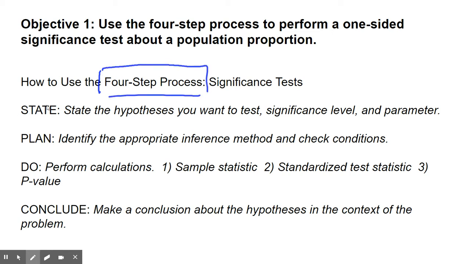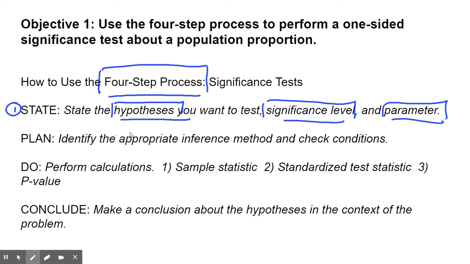So the first step is you state. And what you're going to do is you're going to state the hypotheses. You're going to state the significance level and the parameter. So for your hypotheses, we're talking about H null, the null hypothesis, and HA, the alternative hypothesis. Your significance level is going to be your alpha value, and your parameter for the population proportion is P. All right, population proportion.